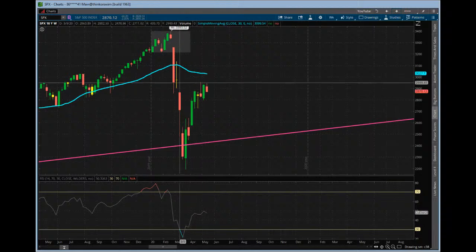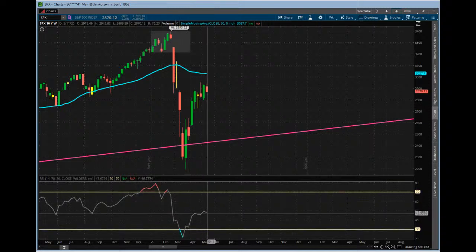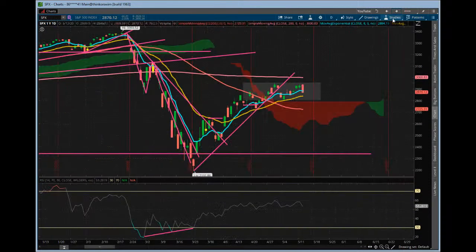Still a couple upper shadows here off of the breakdown Harami cross. So that's another key level that we're looking at, and the 30 weekly moving average above. Lots of stuff going on, and we're also in the middle of the RSI, so we do have room if it wants to work its way down here on the weekly chart.